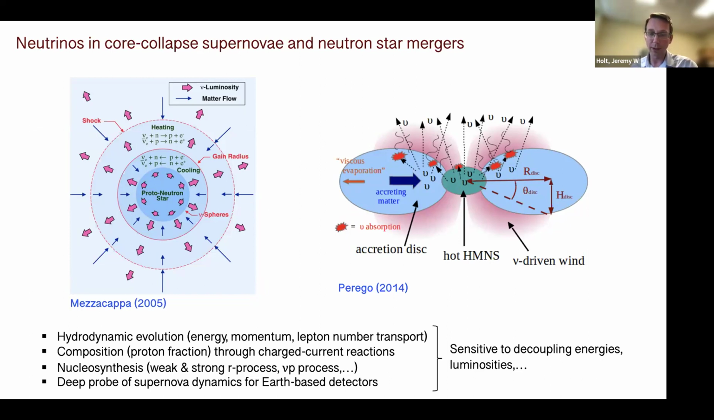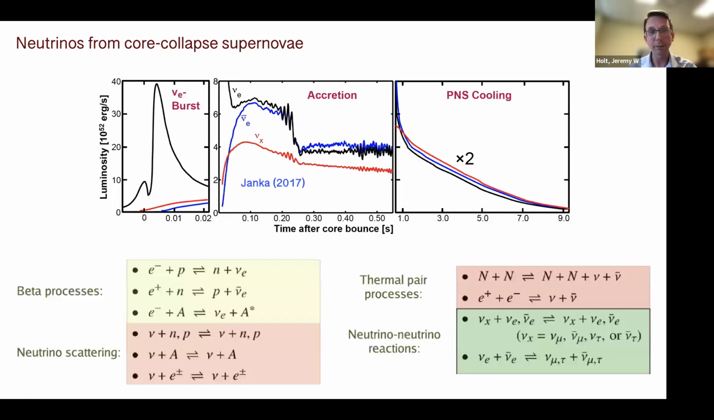So most of these effects are sensitive to the energies at which different flavors of neutrinos and antineutrinos decouple from the medium, whether it's the protoneutron star core, or the accretion disk of neutron star mergers. That's what we need to understand: how the neutrino interactions with matter in these environments are affecting all of these different processes.